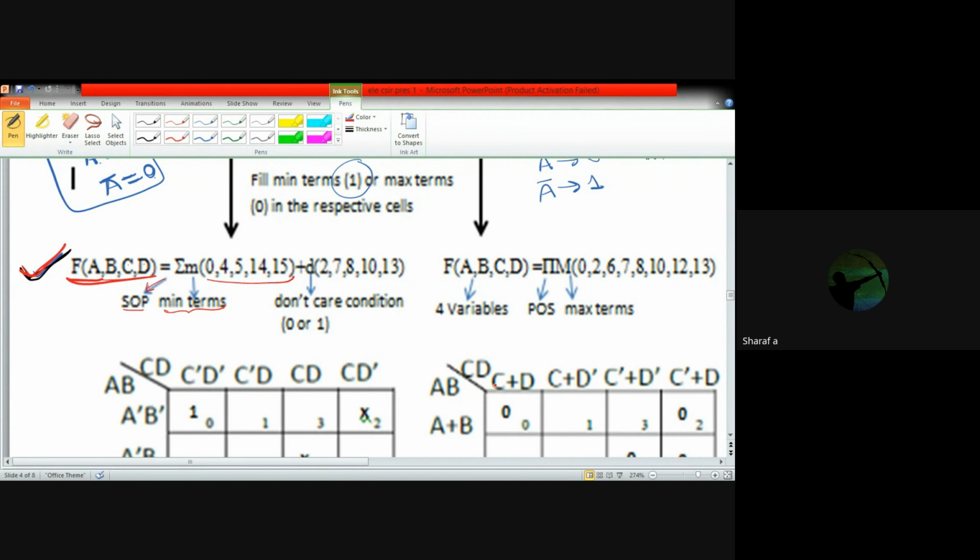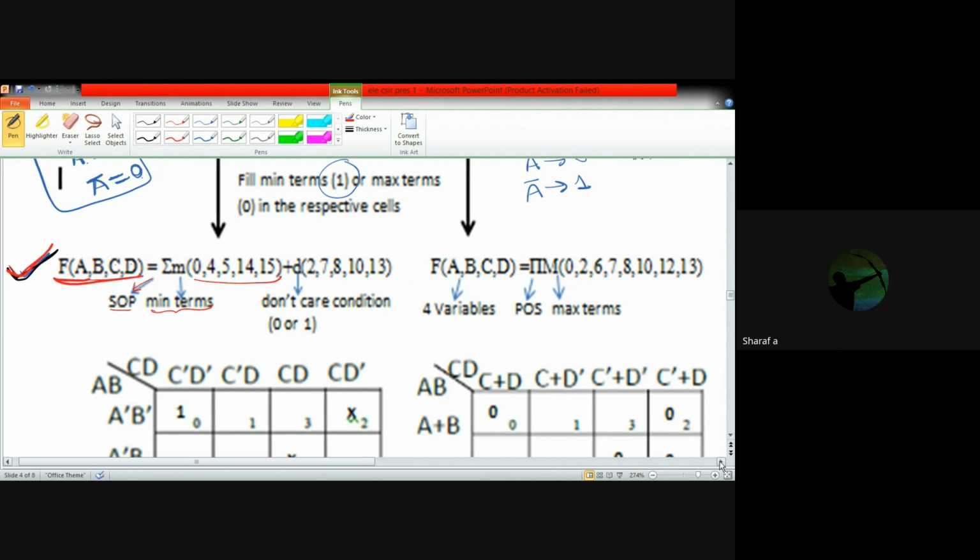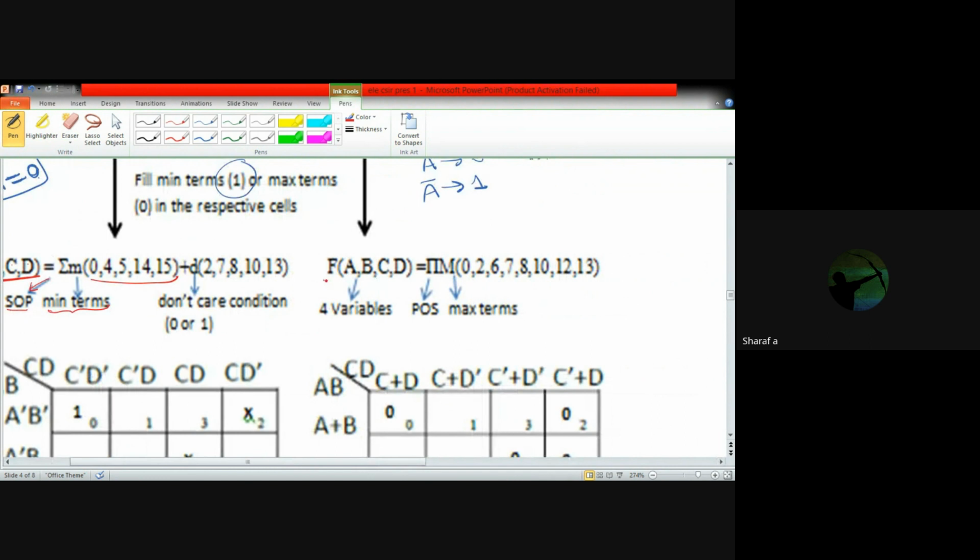Okay, in the same way, on the other side you have the product of sums, with the same function f and variables a, b, c, d. So there are 4 variables. If you have capital pi here instead of sigma, then it represents product of sums form, and capital M represents max terms. So if it is pi and capital M, it represents product of sum with max terms, and they have given the addresses.